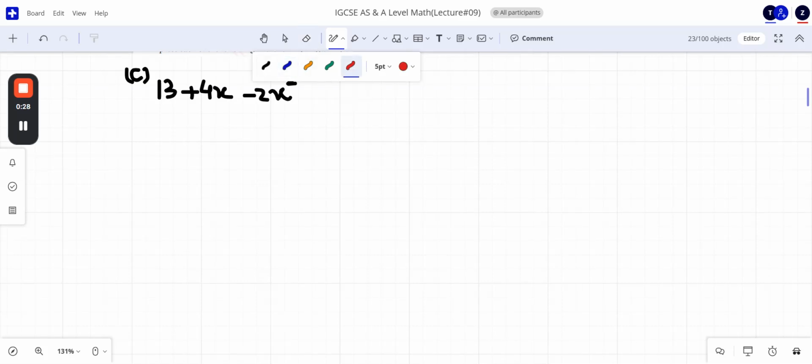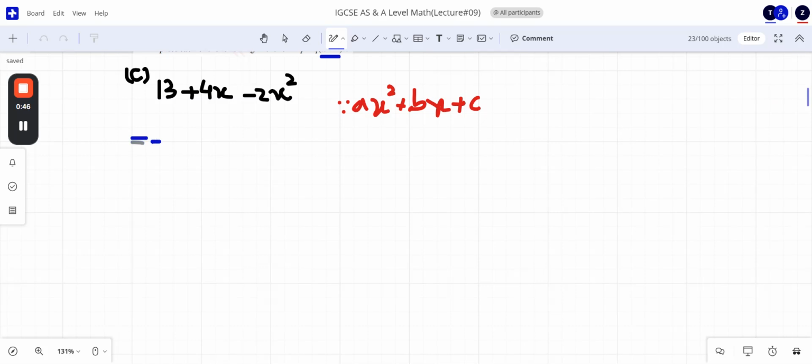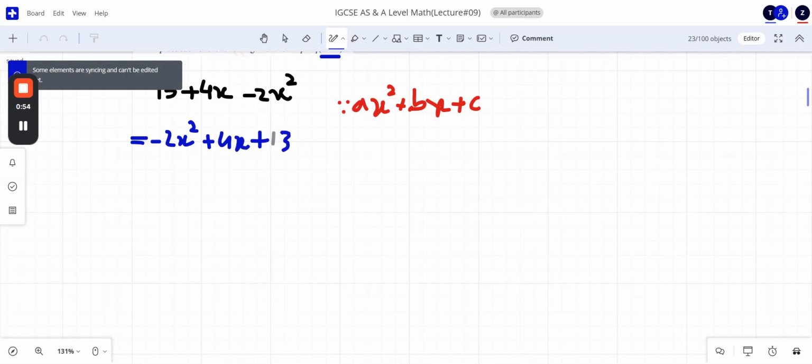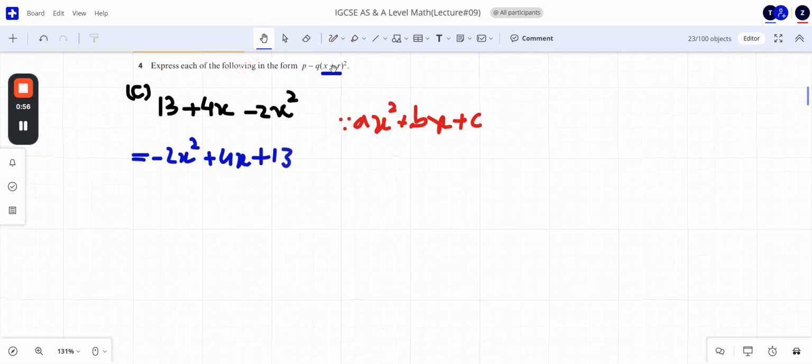Proper form means that in the quadratic form ax square, the leading term should be first, then plus bx, then plus c. So now it would be here minus 2x square, then plus 4x and plus 13. As you can see in the required form, we have q outside the bracket.